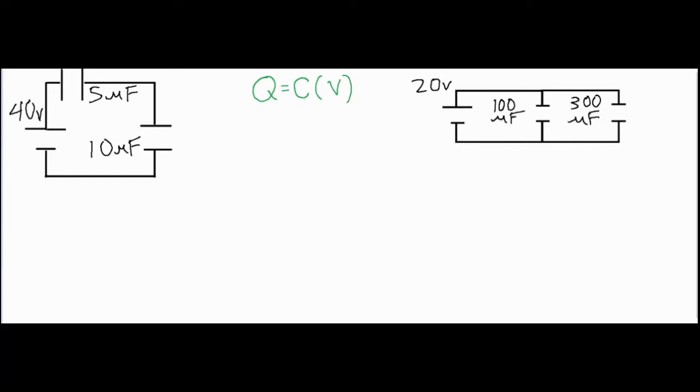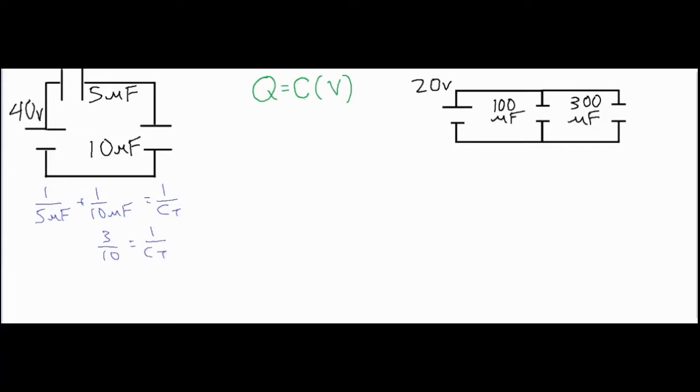So the rule for finding the total capacitance is you have to add up the inverses, and that's equal to the inverse of the total capacitance. So we're going to take 1 over 5 microfarads plus 1 over 10 microfarads, and that's equal to 1 over the total capacitance, or the equivalent capacitance. So if we take 1 over 5 plus 1 over 10, we get 3 over 10 equals 1 over CT.